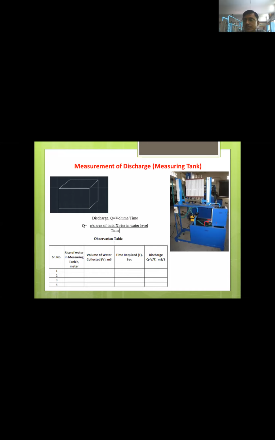Whenever we want to measure the discharge flowing through this pipe, at that time we close this valve. We know the cross-section area of this tank: its inner length and width, this L and B, are known to us. If we don't know them, we can measure the inner dimensions of this tank with the help of a tape or a scale. After that, one piezometric tube is connected to this tank so that we can see the water level at that particular point.